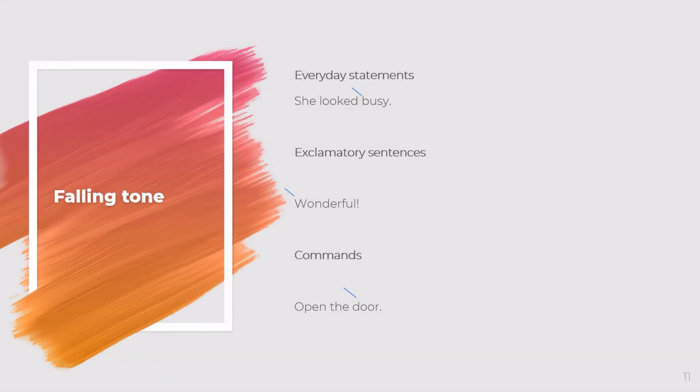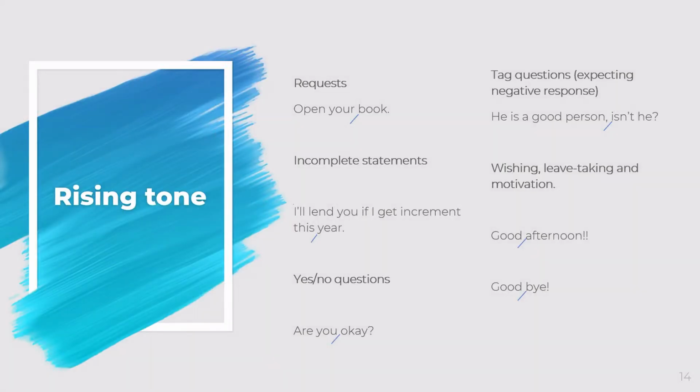Context number 2. In the case of exclamatory sentences, we again use falling tone. The expression is wonderful. Wonderful. And the context number 3 is quite opposite of the Indian scenario, where in English falling tone is used for issuing commands. And the expression is open the door. Open the door.